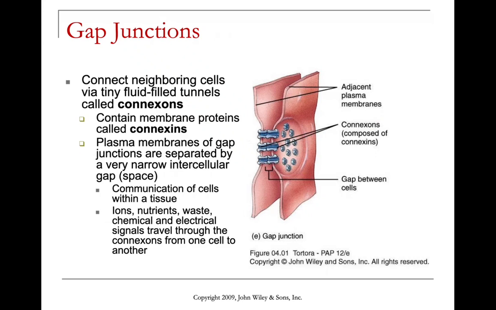Gap junctions connect neighboring cells through tiny fluid-filled connections. These membrane proteins, the connexins, will allow a little bit of fluid to go in so there can be some communication between the cells. The plasma membranes of the gap junctions are separated by really narrow intracellular spaces. So this will allow communication of the cells within the tissues. Things like ions, nutrients, waste, chemicals, and electrical impulses can travel through the connexins from one cell to another.